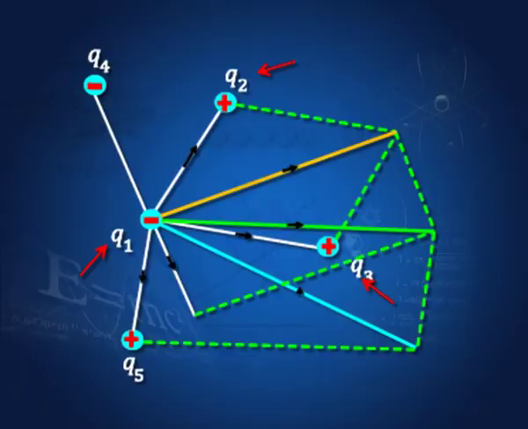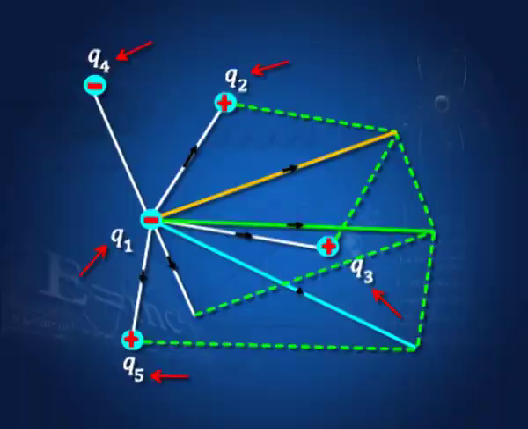Now, let us bring q4 into the picture. q4 and q1 are both negative, and therefore, q4 exerts a force in this direction. So, I now compound this and this, and this is the parallelogram, and I find this green line is the resultant of forces due to q4, q2 and q3 on q1.